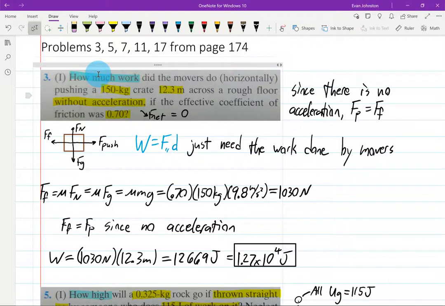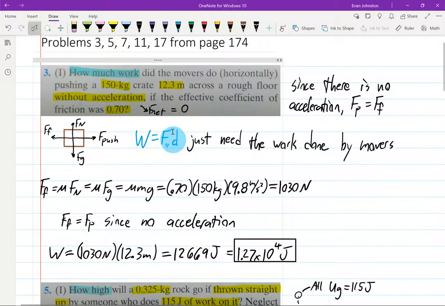How much work are some movers doing horizontally pushing a 150 kilogram crate some distance across a rough floor without acceleration? Rough floor means we do have friction, but it's not accelerating. So the push force forwards and the friction force backwards are balanced. Since there's no acceleration, these two forces are equal, and we're given a coefficient of friction. We need to find the work done by the movers, which is the force of them pushing times the distance. We know the distance is 12.3, so what is their force?